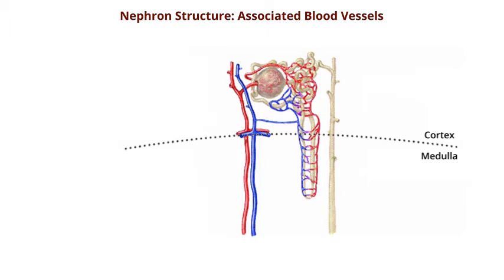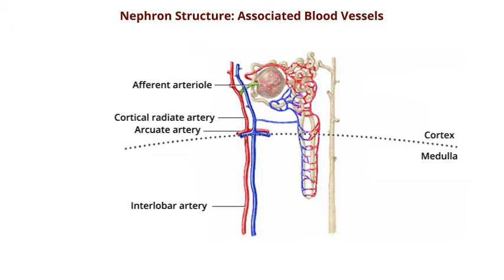Recall that blood entering the kidney through the renal artery flows first into the segmental arteries. From there, it enters the interlobar arteries, the arcuate arteries, the small cortical radiate arteries, and the still smaller afferent arterioles, which empty into a capillary bed called the glomerulus. Leading away from the glomerulus is the efferent arteriole. Notice that the afferent arteriole is larger in diameter than the efferent arteriole.